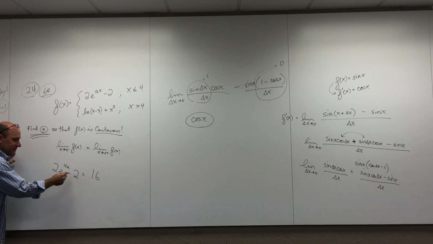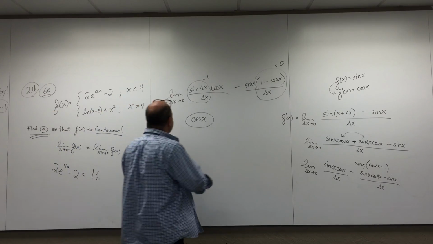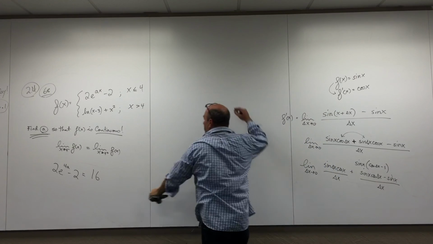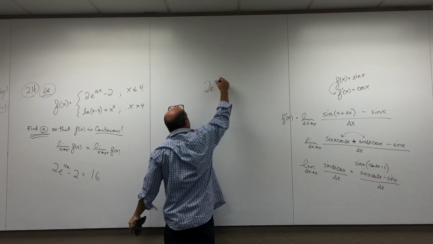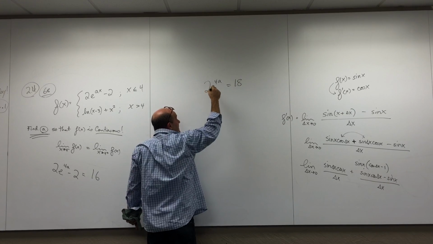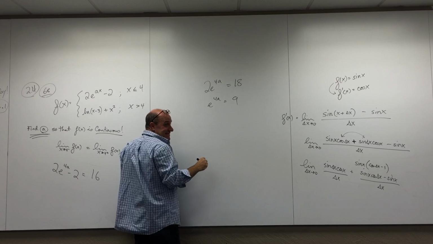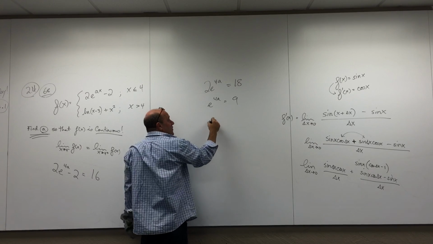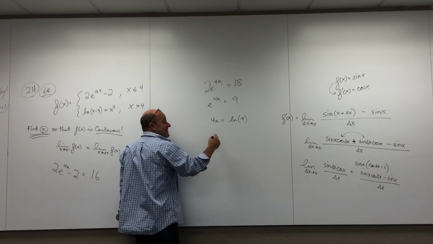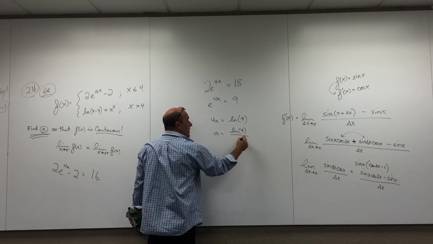You've got to solve for a. I would add the 2 to the other side. Yep, now it's an algebra problem. 2e to the 4a minus 2 equals 16, so add 2: 2e to the 4a equals 18. Divide by 2: e to the 4a equals 9. Take ln of both sides: 4a equals the ln of 9. Divide by 4: a is the ln of 9 divided by 4.